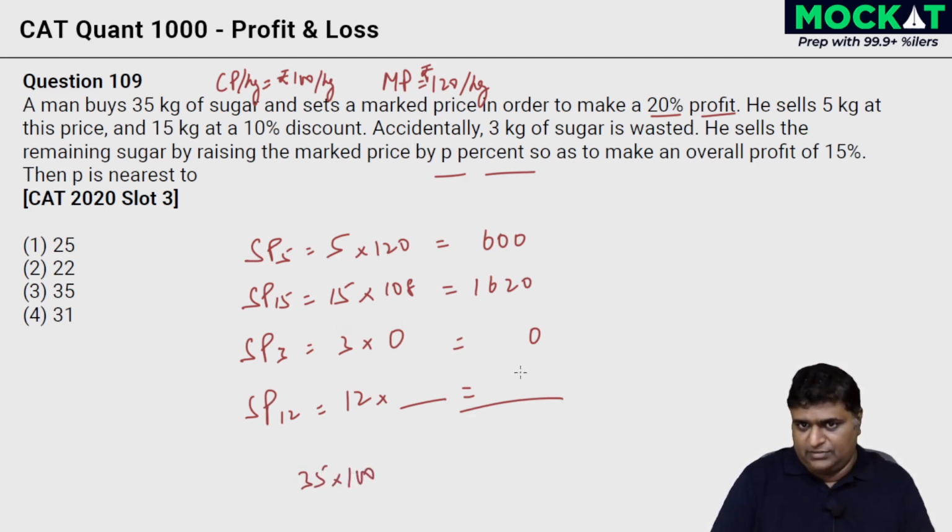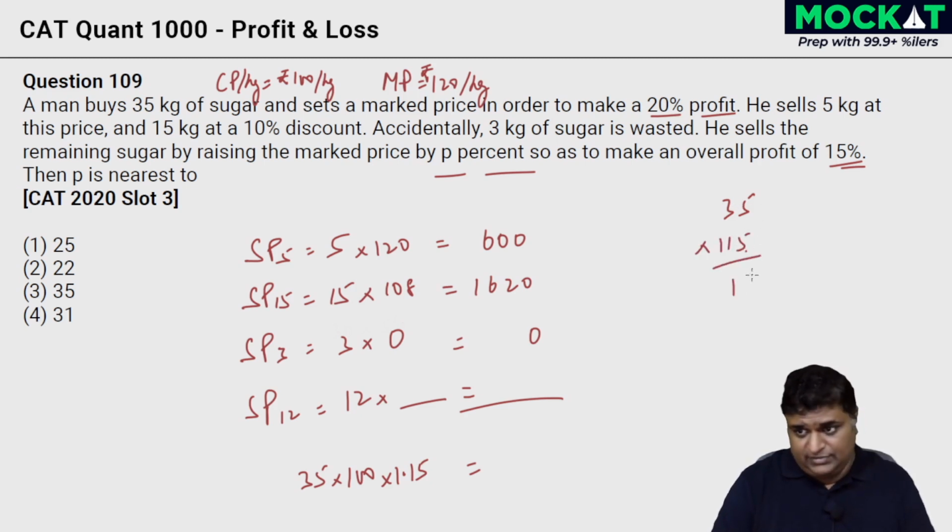That's the cost price: 35 into 100 rupees a kg. But what is the selling price going to be? Overall profit is 15%. 15% more than this, so multiply by 1.15. You can use the calculator over here, or you could just do it as 35 into 115.